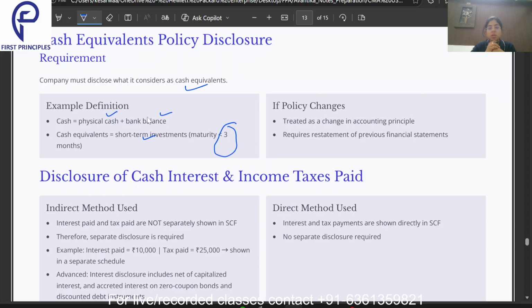Okay. Now, policy changes are treated as a change in accounting principle and require restatement of previous financial statements. That means if you are changing the way you are considering your cash equivalents, like suppose you were previously considering a short-term investment as a cash equivalent, but now you are not, then you will do what? You will account for it as a change in accounting principle and you need to restate your financial statements.